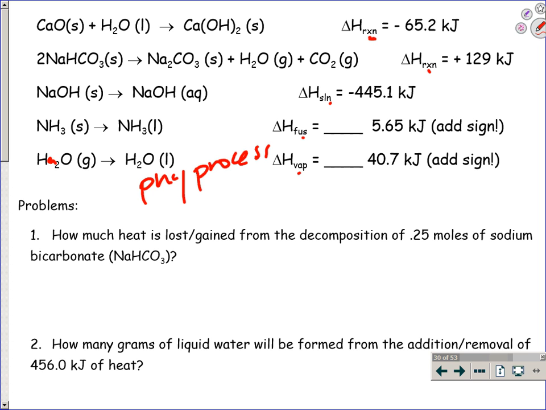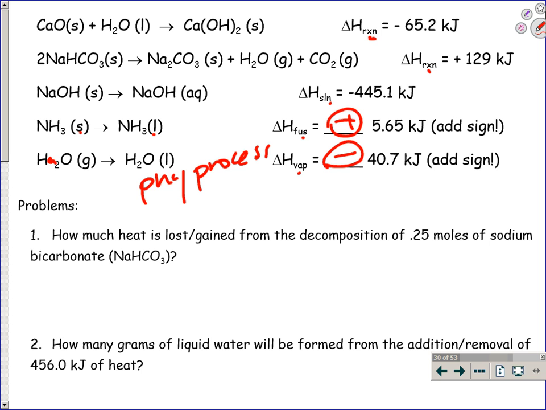So you guys can do this one. Gas to liquid, endo or exo? Okay, so we're going from high kinetic energy to medium kinetic energy. It's going to release that energy. Therefore, it's exothermic. Okay, solid to liquid. So it's going from a low kinetic energy to a medium kinetic energy. It's got to increase that energy by absorbing it, therefore positive. So we've added the signs there.